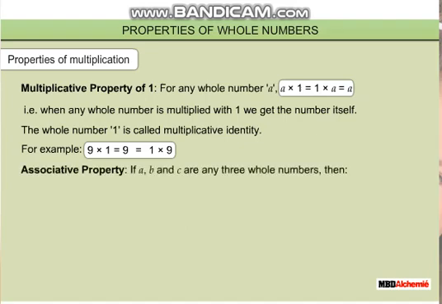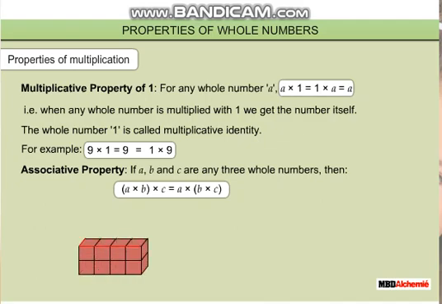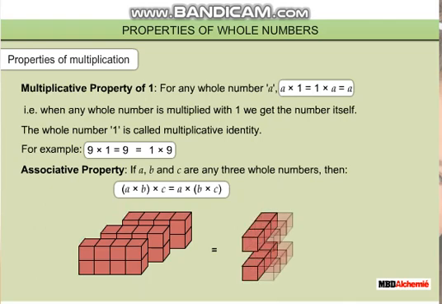Associative property. If A, B, and C are any three whole numbers, then A into B into C is equal to A into B into C. Let's understand this with the help of animation. We have 24 blocks. If we arrange them 3 rows of 8 blocks, or arrange them in 2 rows of 12 blocks, the total number of blocks remain the same.